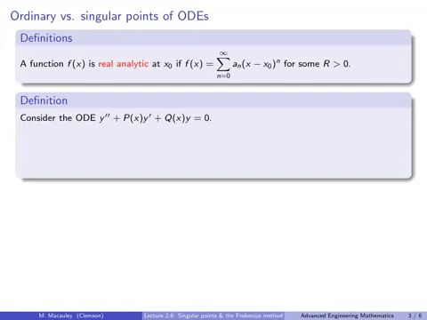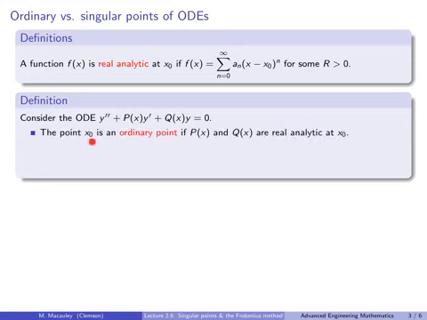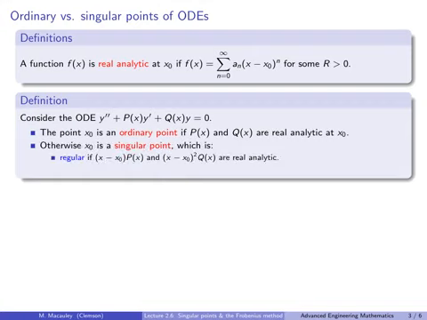Now, we need one more definition. And I'm going to go through this whole thing without explanation, and then I'll give you an example, and I think it should fall into place. So let's consider a second-order homogeneous ODE. So y double prime plus p of x y prime plus q of x y equals 0. We've seen these things before. The point x naught, again, you can picture it to be 0 if you want, is an ordinary point if these functions are analytic at x naught, real analytic. In other words, if they're defined. Otherwise, it's a singular point.